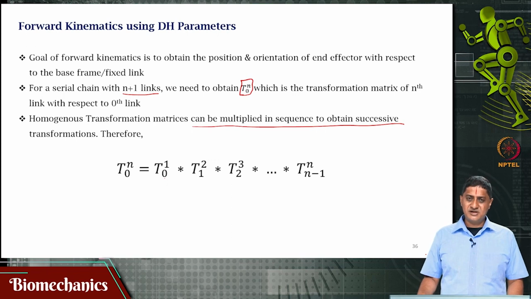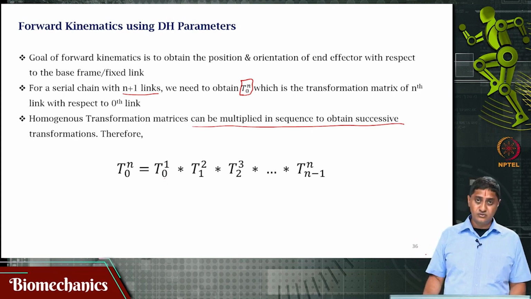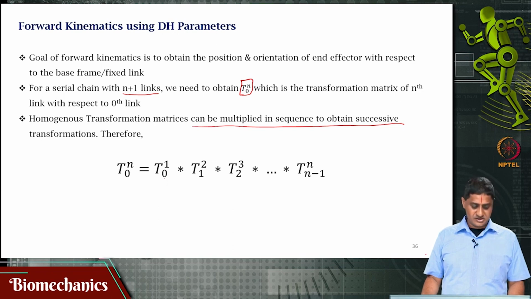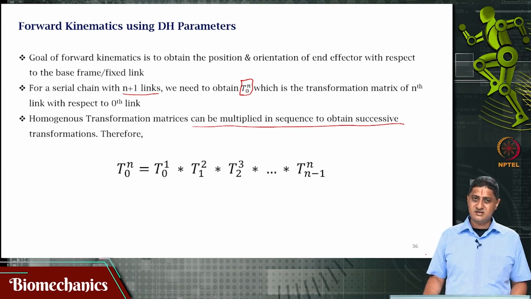So these transformation matrices are multiplied on the right-hand side in sequence, to obtain the transformation of the nth frame with respect to the 0th frame, right. If I perform it in the other direction, for example, it will not give me the correct result. Why? Because matrix multiplication is not commutative. I will not get the same result, right. So we must be very cautious about how we apply these transformation matrices.